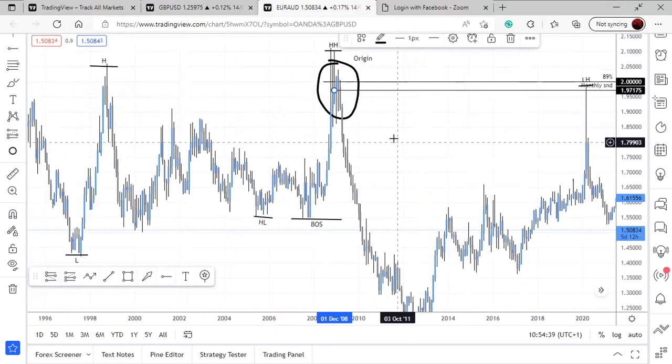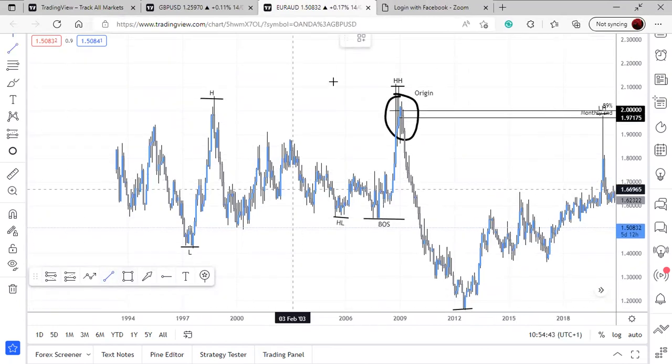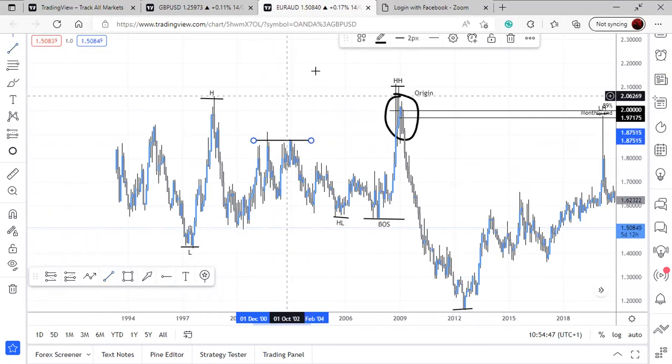Okay, so now we can look for liquidity wipes. Again, these all stack up as confluences.